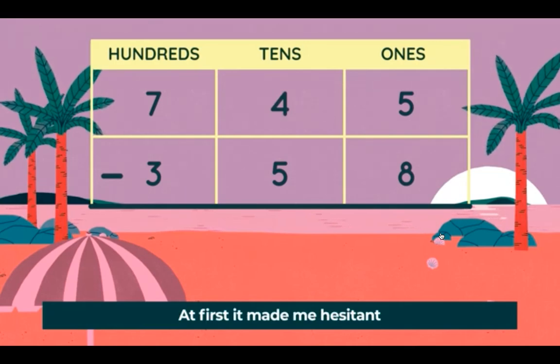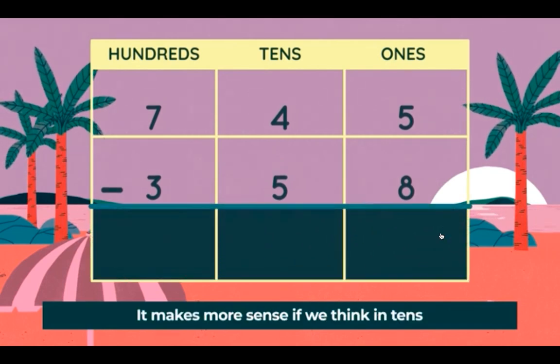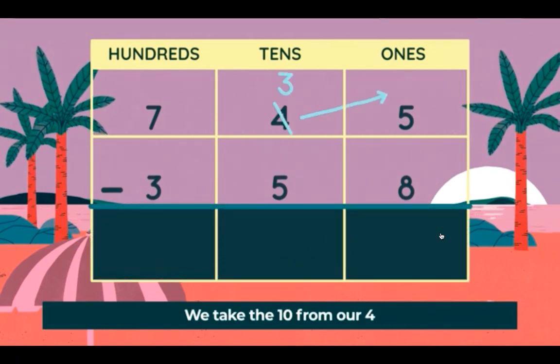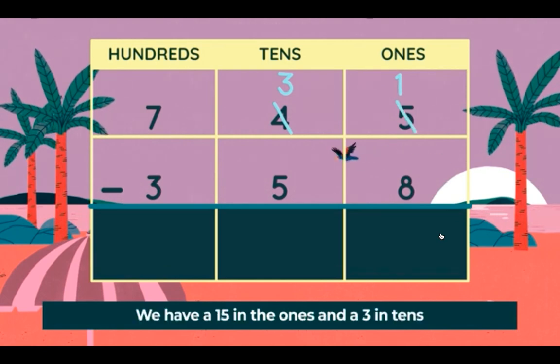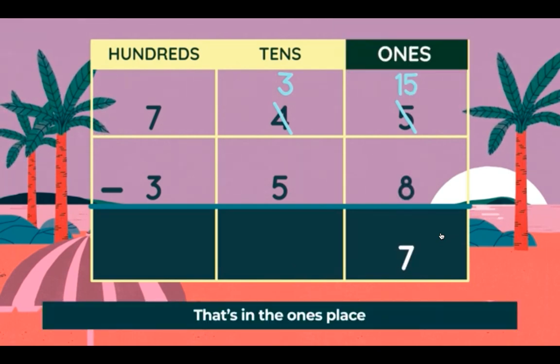At first it made me hesitant, like seeing scary shadows. But think about it, it makes more sense if we think in tens. We take the 10 from our floor, give it to the 5. We have a 15 in the ones and a 3 in tens. 15 minus 8, that gives us 7. That's in the ones place.